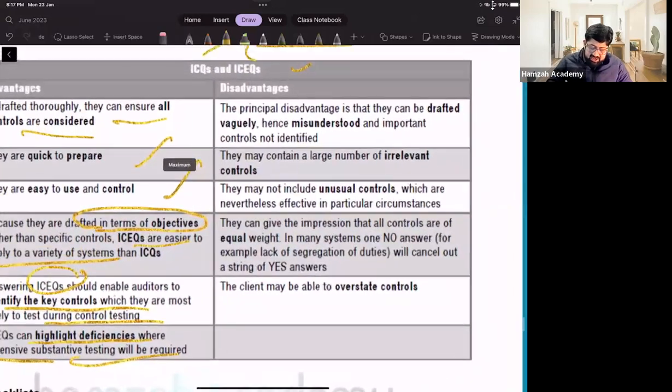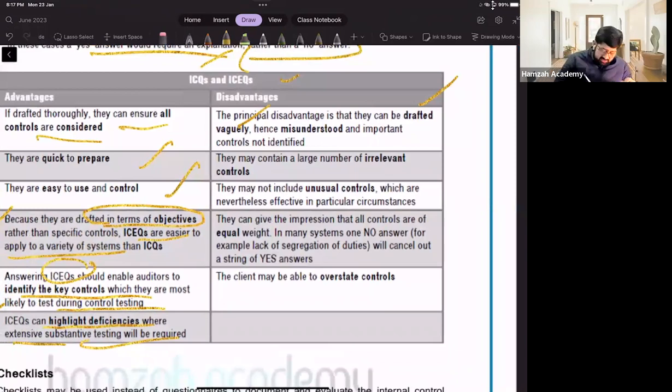The principal disadvantage is that they can be drafted vaguely, not carefully. We said the condition is thoroughly, properly. If they are doing a box ticking exercise, just doing the control questionnaire because it is required, that might be a problem. They may contain a large number of irrelevant controls. For example, we are talking about financial statement control, and people may answer that staff wear masks and sanitize their hands. That is not related to financial statements, but when they are answering these questions, they answer like this. So, irrelevant controls.